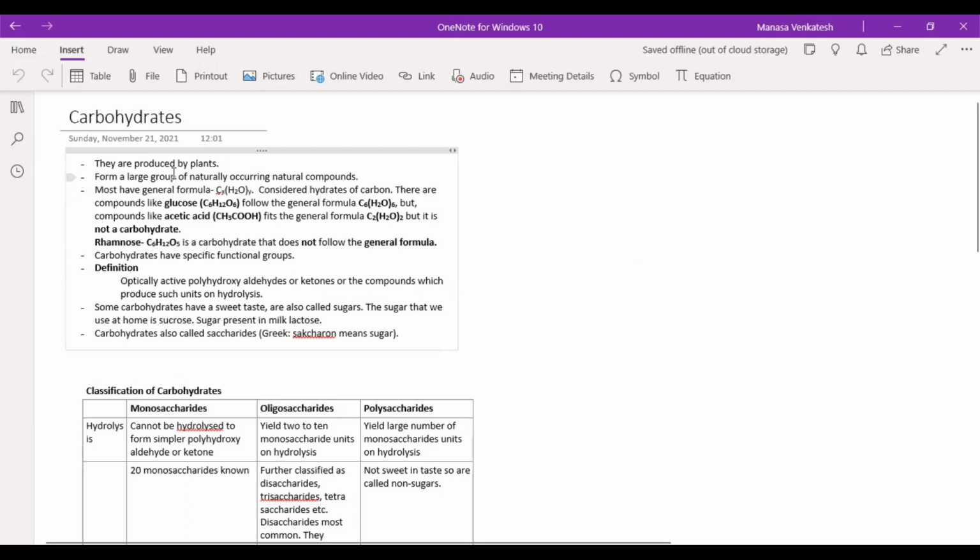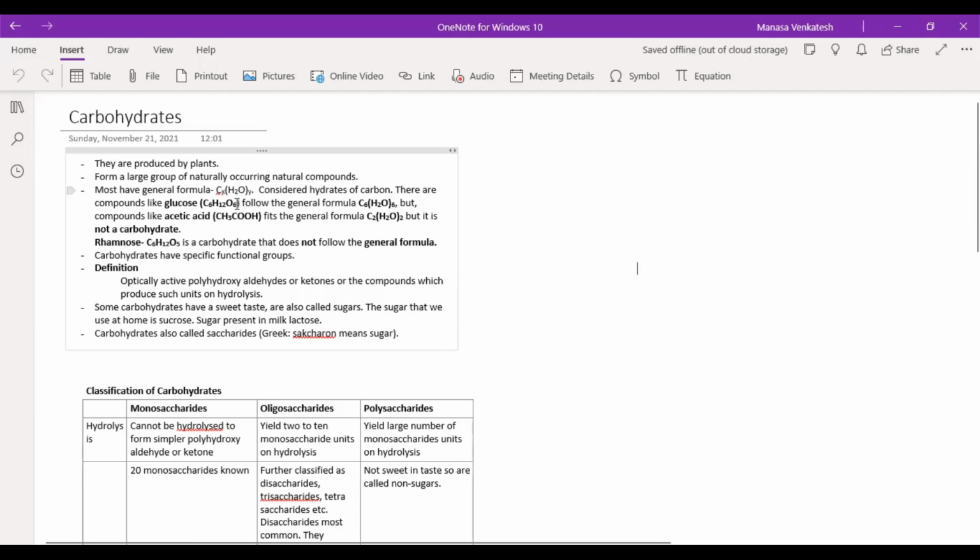So the first one we're going to be learning about is carbohydrates. The best example I could think of right now is sugar. Sugar is something we use on a day-to-day basis. It's actually a carbohydrate. Another example could be glucose, Glucon-D, which we drink immediately to make sure our energy goes up. That is also a carbohydrate. These are basically considered as hydrates of carbon, and most of them have a general formula CxH2Oy. This is what they assumed the general formula would be.